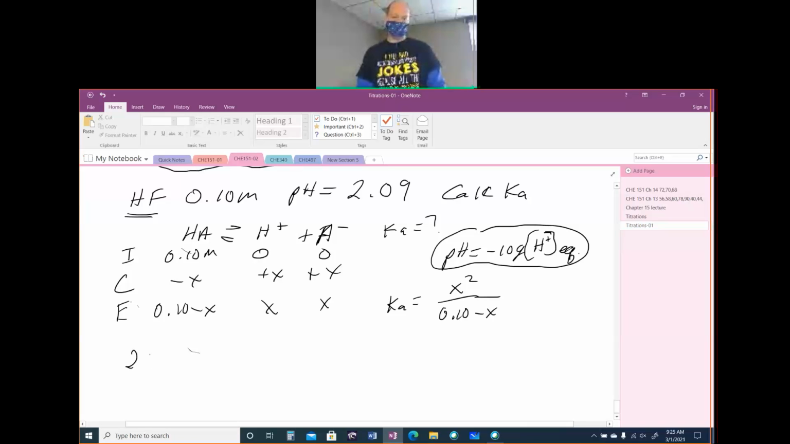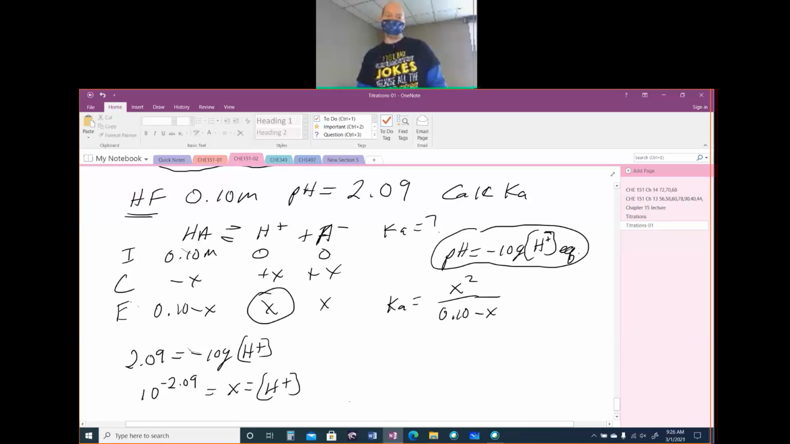So you plug in: 2.09 is equal to the negative log of your H plus concentration. Then you take the negative of both sides, negative 2.09. Your anti-log is your 10 to the x button. And so that is equal to your H plus concentration. And we also know that that is equal to x. So when you push the buttons on your calculator, you get x is equal to 0.0081.